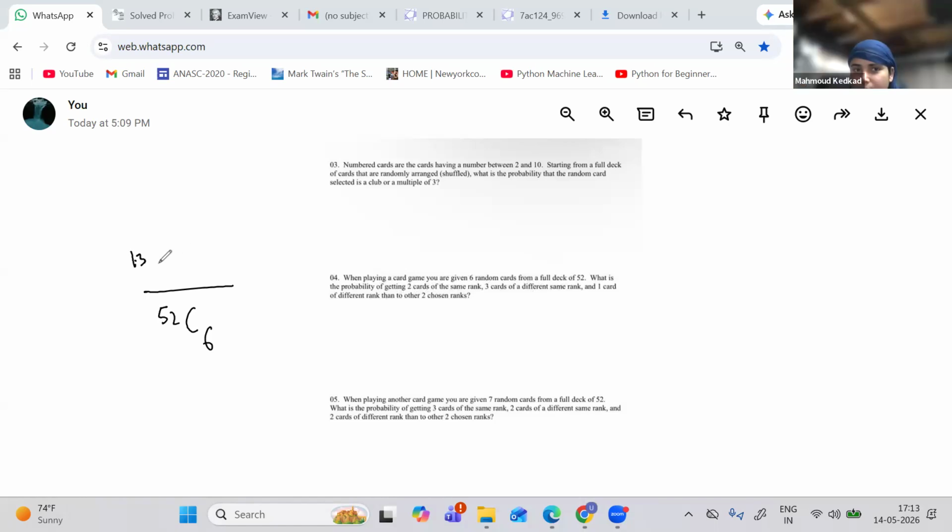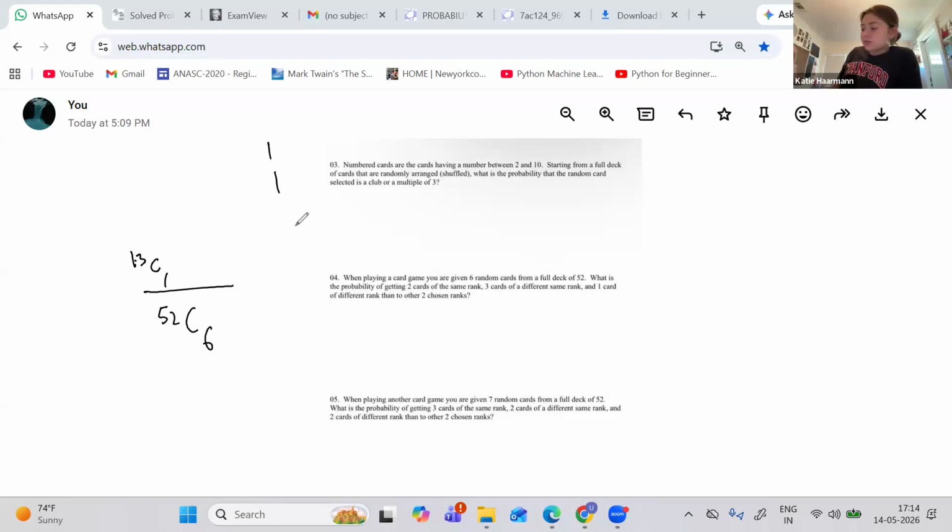Okay, so 13C1: we're picking one of those 13 ranks, and then 2 of them have to be of the same rank. So that's just one possibility. You should select just one, so the other one is just going to be one.